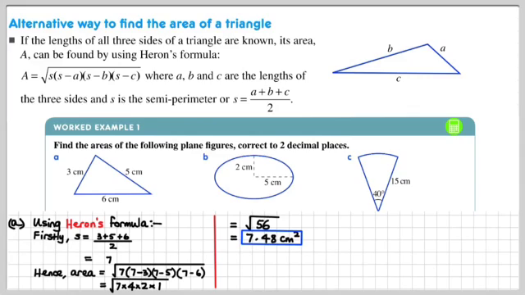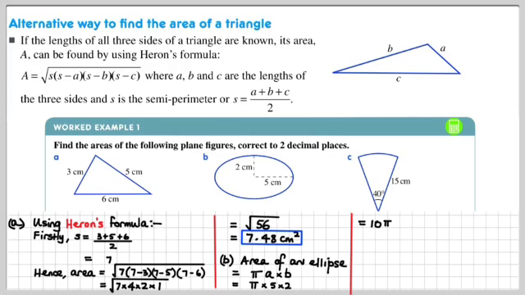Right, will we do B? Come on, we'll do it. That's a very easy one. That's an ellipse, it's pi a b, remember? So therefore, pi times 5 times 2, 10 pi, which from the calculator is 31.42, and again, that's square centimetres, okay?